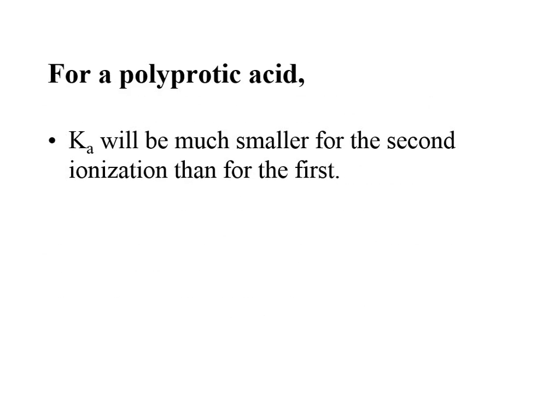So if you do have something that can kick off more than one proton, you'll have a Ka for each time it kicks off a proton. But the first proton to go is the easiest and so has the highest Ka, and then the Kas, those ionization constants, get smaller after the first one.